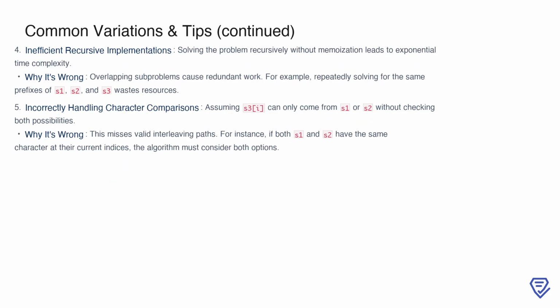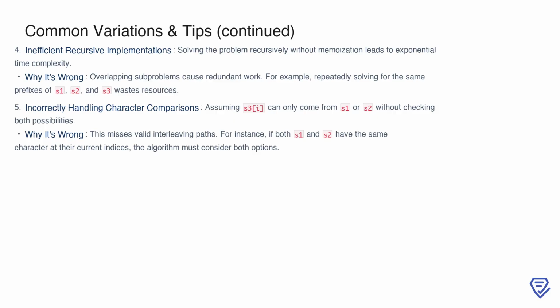Inefficient recursive implementations are another pitfall. Without memoization, solving the problem recursively can lead to exponential time complexity because the algorithm repeatedly processes overlapping subproblems. For example, it might redundantly compute prefixes of S1, S2, and S3 multiple times, wasting resources.